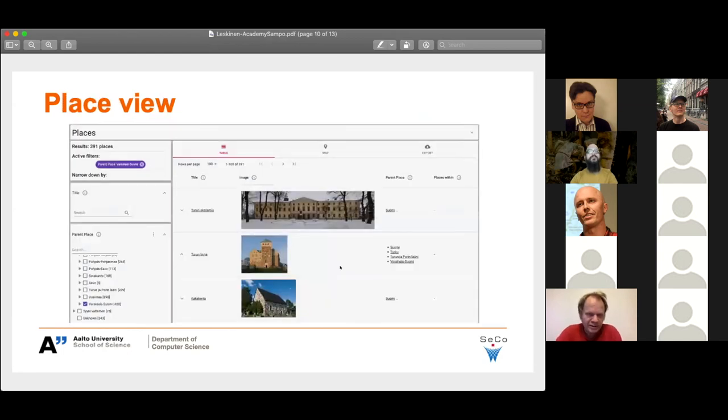This is the place view. In case of our places, they are not only towns or villages or countries or counties, but also some significant public buildings, like for instance in this view we can see the Academy House and the castle in Turku. And the places can be filtered by their name or by the hierarchy so that we can search for all places, like for instance in Tavastia region.